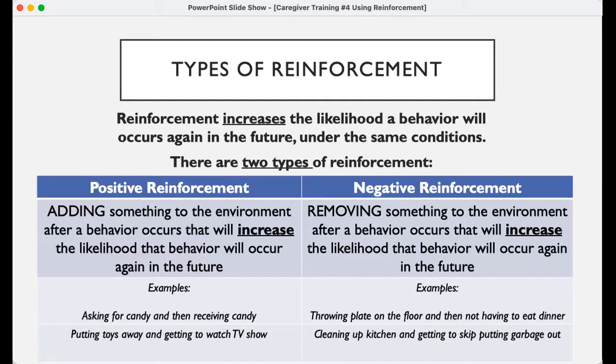Here are some examples. A child throws their dinner plate onto the floor, and then the dinner plate gets removed and they don't have to eat the dinner they didn't want. So the behavior of throwing the plate gets negatively reinforced because the dinner they didn't want goes away. It's removed. Here's another example. Cleaning up the kitchen and then getting to skip out on putting the garbage out. So the act of cleaning up the kitchen, that behavior, gets negatively reinforced because they get to skip out on any additional chores.